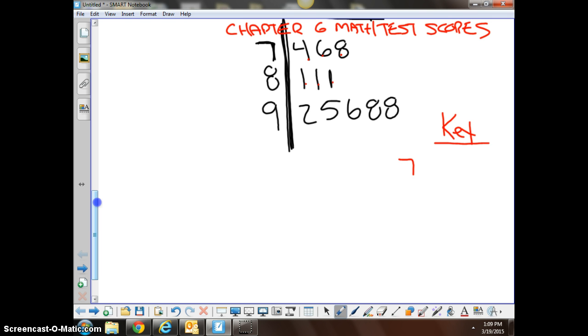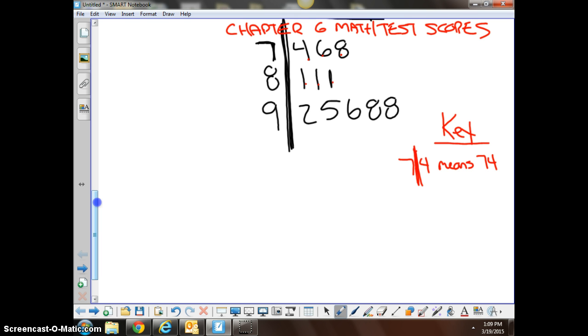7, 4 means 74. 7, the stem, I guess we'd call it, 4 means 74. Every stem and leaf plot must have a title. Every stem and leaf plot must have the stem and leaves. Every stem and leaf plot must have a key.